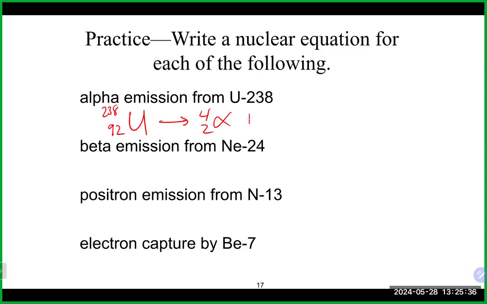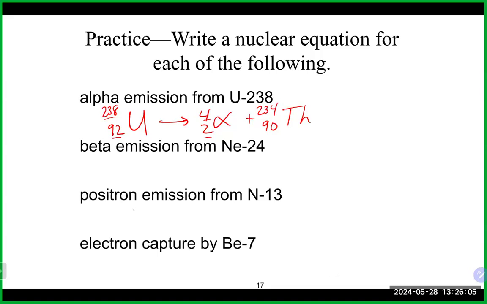We will go for our atomic number. I got 92 on the left, 2 on the right. That means that my missing atomic number is 90. And I'll go to the periodic table and find number 90. There is Th. For our mass number, 238 and 4 gives us a 234 in this case. Any questions on that one there?